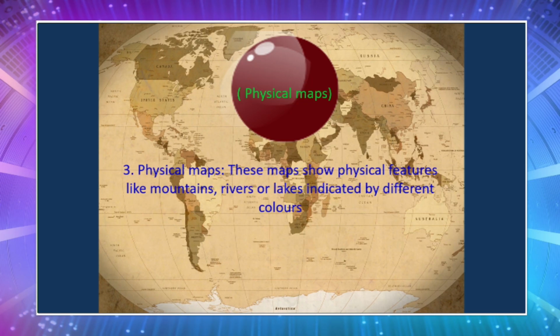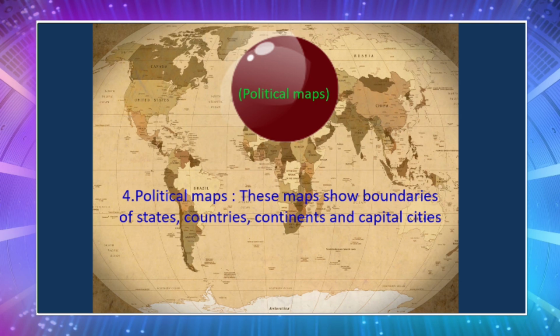Now, we shall see what are the uses of physical maps. These maps show physical features like mountains, rivers or lakes indicated by different colors. Generally, mountains are indicated in dark brown color, rivers or lakes are indicated in blue color. Political maps. These maps show boundaries of states, countries, continents and capital cities.